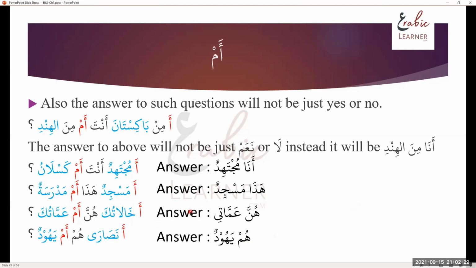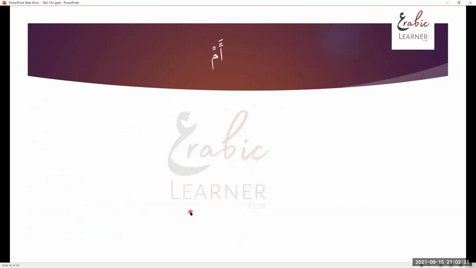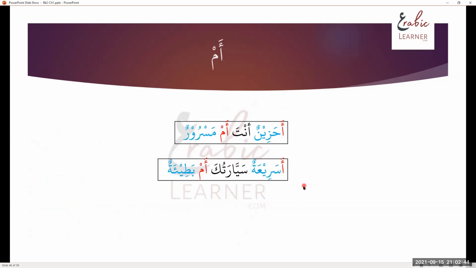So you will say accordingly. One more example: Ahazinun anta am masrurun. Are you sad or happy? Asari'atun sayyaratuka am batiyatun. Is your car fast or slow? So you can answer accordingly.